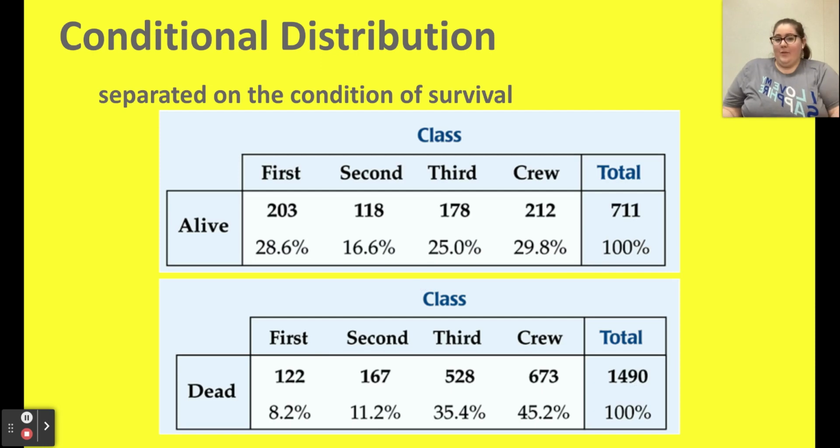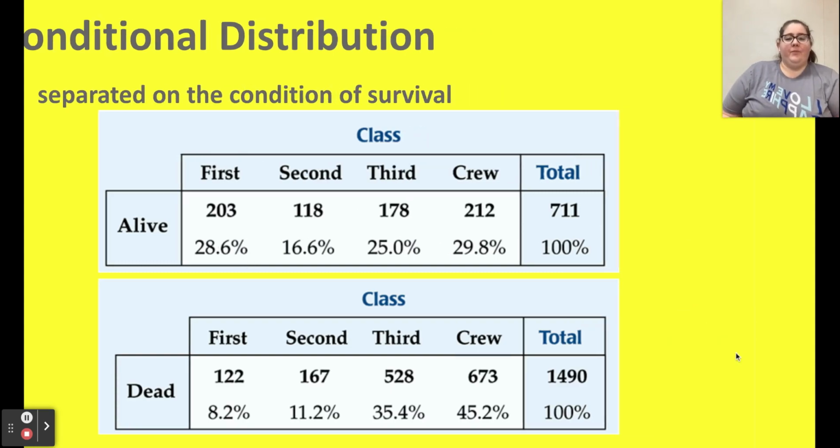As a side note, it would have been perfectly acceptable if I was more curious about what percent of each class survived or died. I could have separated it vertically on the condition of class. So I could have looked at 203 out of the 325 who were in first class, who survived, etc. So we could have done it the other way. For this one, I just chose to do it by survival.